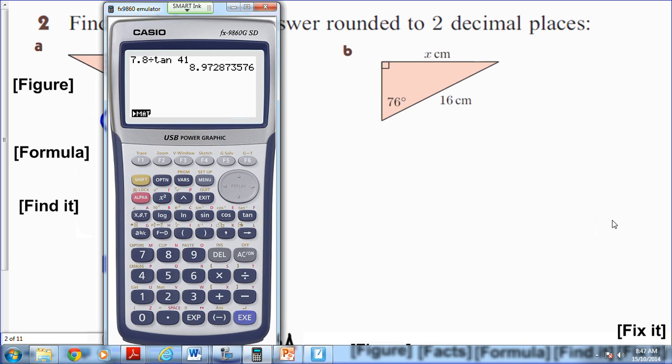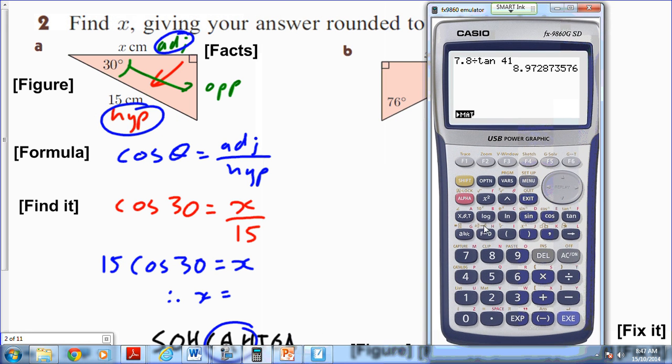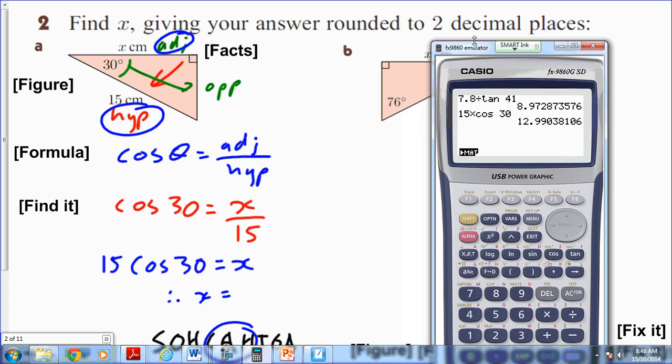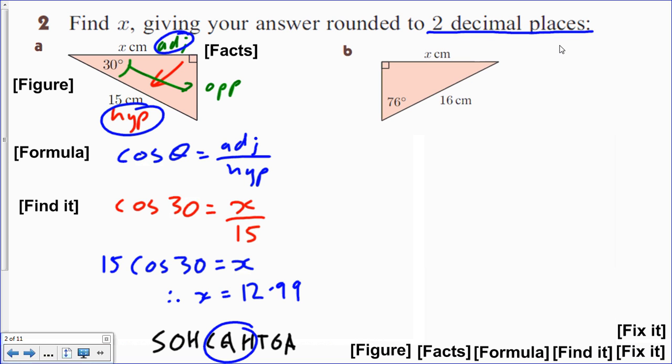Bring our calculator up, put our calculator on this side, and we have 15 times cos 30, and that gives us an answer of 12.9999, all those. If you look in the question up here, it says to 2 decimal places. So that means we need to go to 2 decimal places: 12.99. Last step we need to do is then fix it. If we look at our question up here, we're dealing with centimetres, so we need to make sure we put centimetres into our answer.